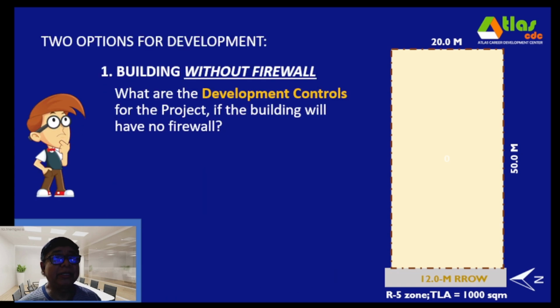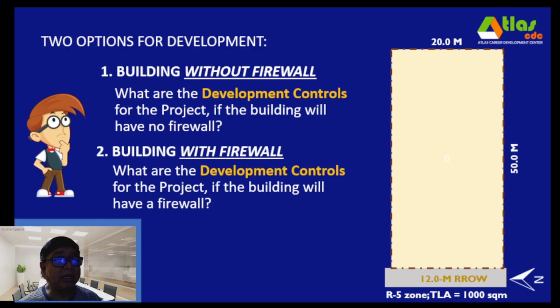Okay, so we have two options for development. One option is to have a building without firewall. So, i-determine natin ano yung mga development controls for the project if the building will have no firewall. And our second option is building with firewall. So, alamin natin what are the development controls for the project if the building will have a firewall.